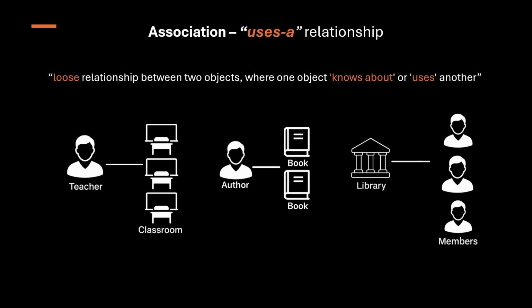So, to summarize, association is all about one object using or knowing another object without a strong dependency or ownership. It's the most basic and flexible way for objects to interact in object oriented design. Let's look at this with an example.